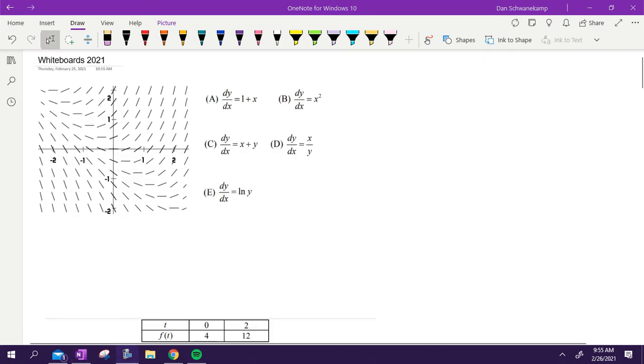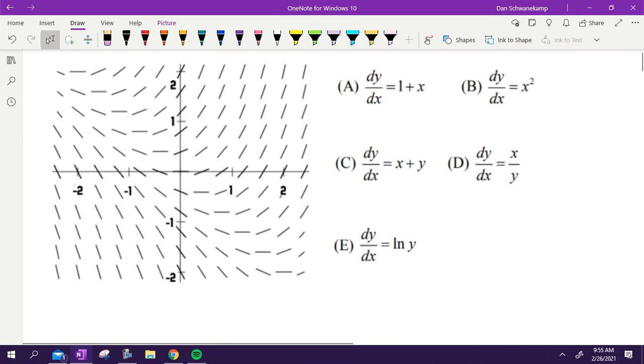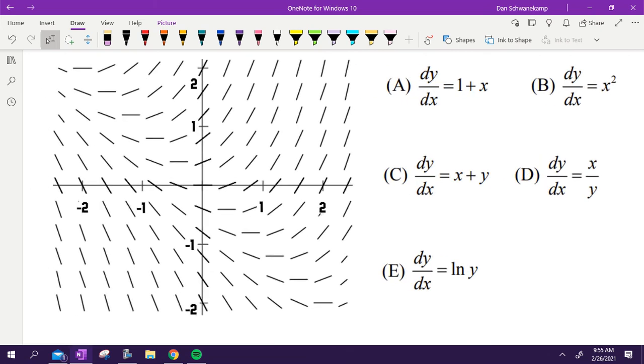Today we're doing a very, very fancy review called Whiteboard Review. We're going to do some problems up here. To start off, let's do some slope fields. You've got some different graphs. Figure out which one of these is the correct slope field. Go. Hold up your answer when you get it.